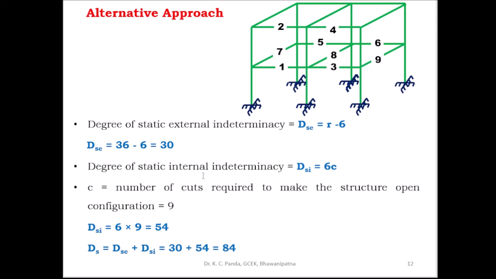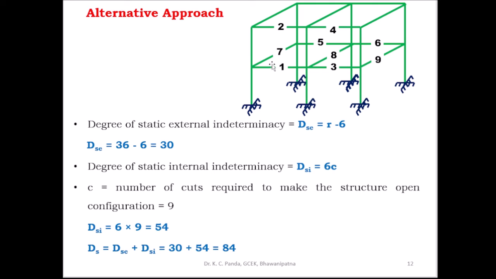Then find out the degree of static internal indeterminacy. DSI is equal to 6 into C, where C is the number of chords required to make the structure open configuration. So here, how many chords are required to make the structure open configuration?